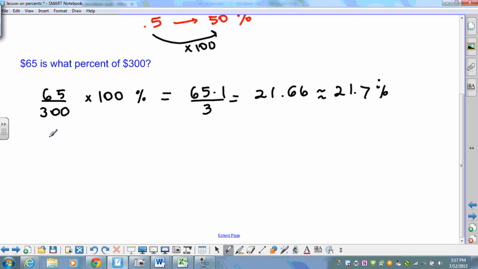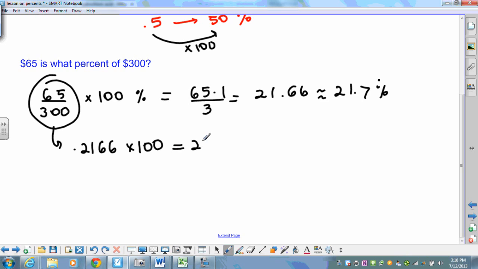Another approach to do this question would have been to simplify that fraction first, which would give you 0.2166 and so forth, and then you multiply that by 100. So that gives you 21.66 roughly percent. And again, if you round to the nearest tenth, you have the same answer, 21.7%.